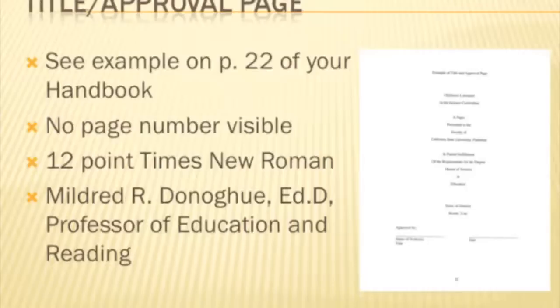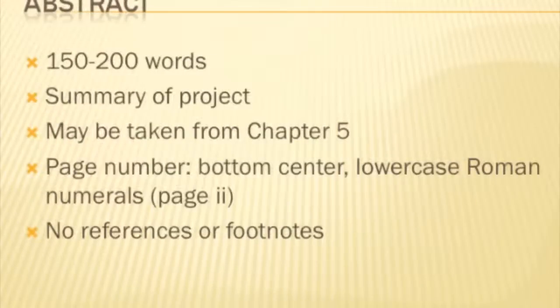Your abstract is a 150 to 200-word summary of your project. If you have been careful with your writing of Chapter 5, you may take all or most of your abstract from the text of your summary section. The abstract page is the first page on which a page number appears, a lowercase Roman numeral 2, centered at the bottom of the page. Your abstract contains absolutely no references or footnotes.